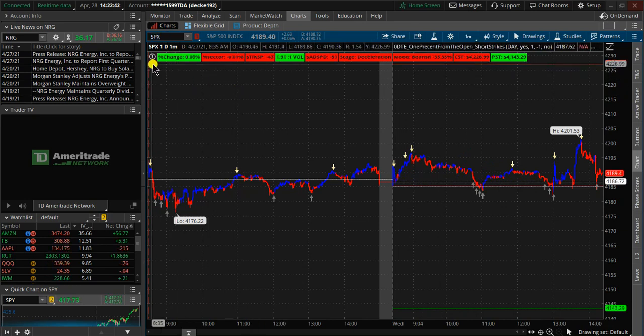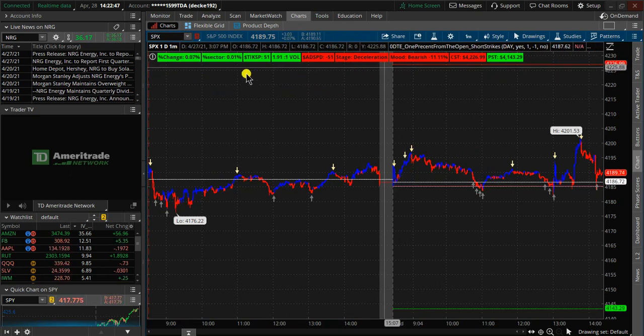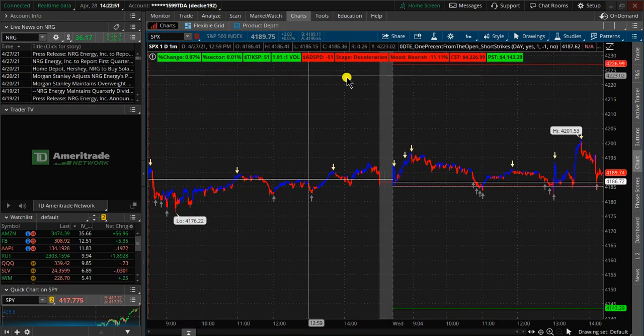So the indicator shows up on the top part of your screen. These are the green and red boxes you can see. I'm just going to go through each of these from left to right and describe what they mean.